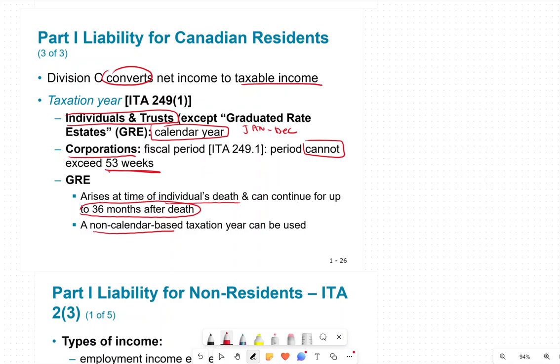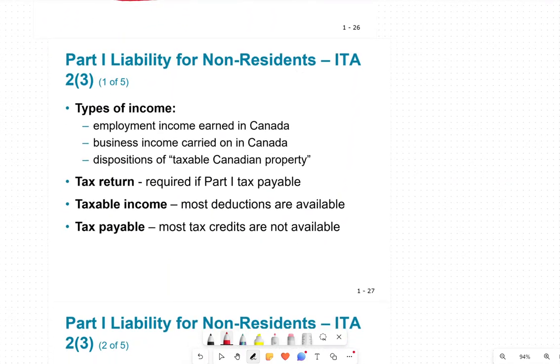Now when we think of Part 1, liability for non-residents. For non-residents, we talked about it before. They are non-residents of Canada, but they have employment income they earned in Canada. They have to pay taxes.